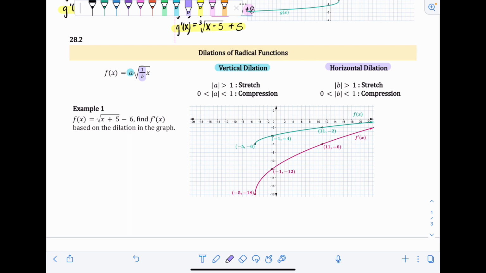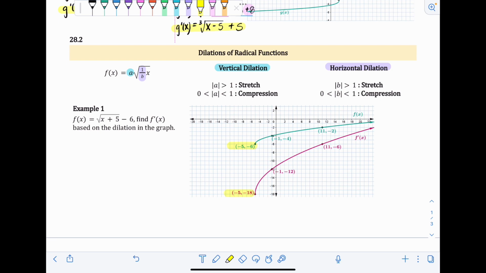Find f prime of x based on the dilation. So if you're trying to figure out what a dilation is, you kind of have to look for a pattern or a scale factor between the points. So if I look at this point right here on f of x, it becomes this point right here on f prime of x.